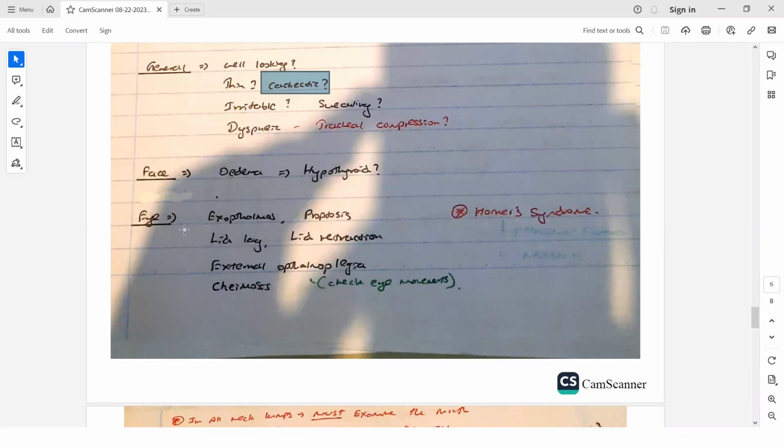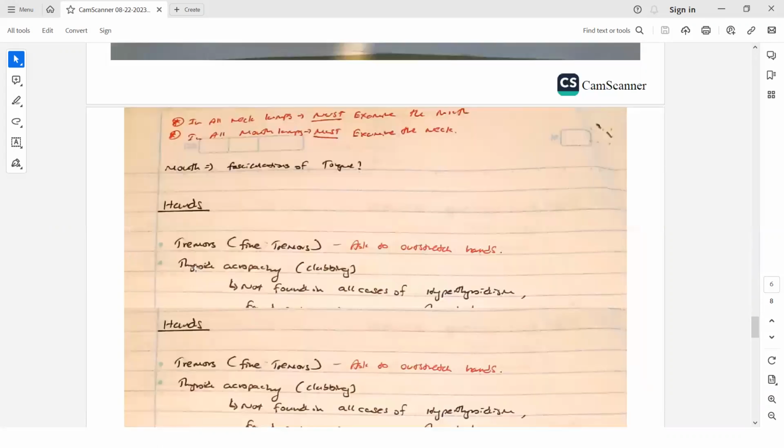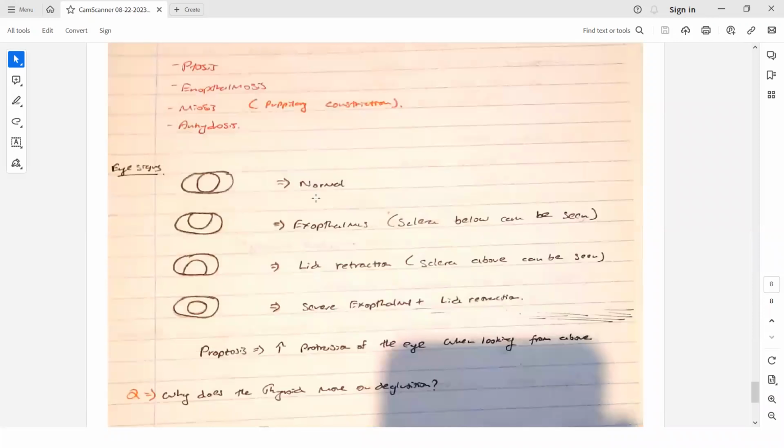Eye signs, you need to look for exophthalmos, proptosis, lid lag with retraction, ophthalmoplegia, checking the eye movements, and chemosis. So this is the pupil and this is the sclera, this is the eye. Normally this is what it looks like. There's a small difference between proptosis and exophthalmos. It's not the same thing.